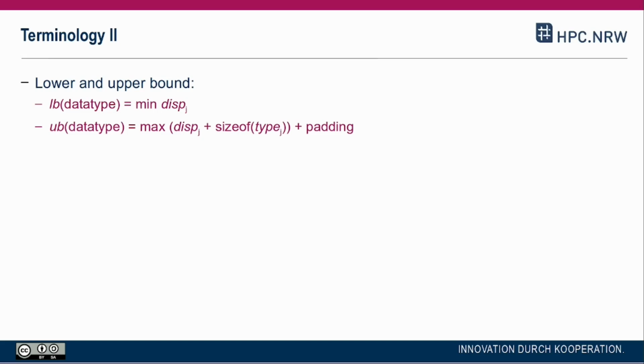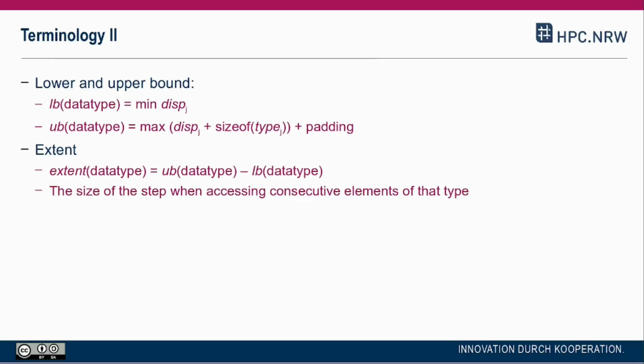Okay, so if we talk about derived data types, especially if we now have gaps in them for alignment, with multiple elements we usually have terms like a lower bound and an upper bound. The lower bound is the minimum displacement, and the upper bound is the maximum displacement plus a little bit of padding that is needed. Then with the upper bound and the lower bound, we can argue about something that's called the extent. And the extent is basically the upper bound minus the lower bound. That's the range that my data type spans.